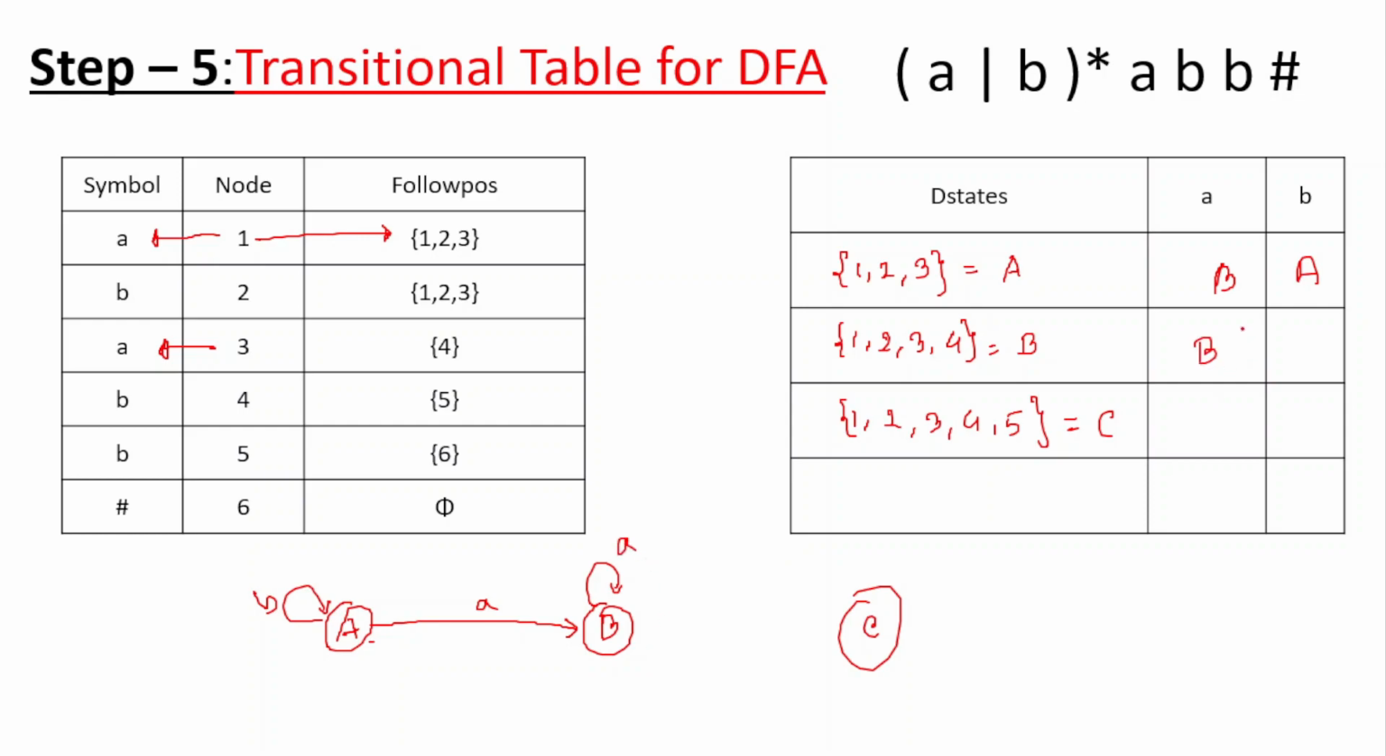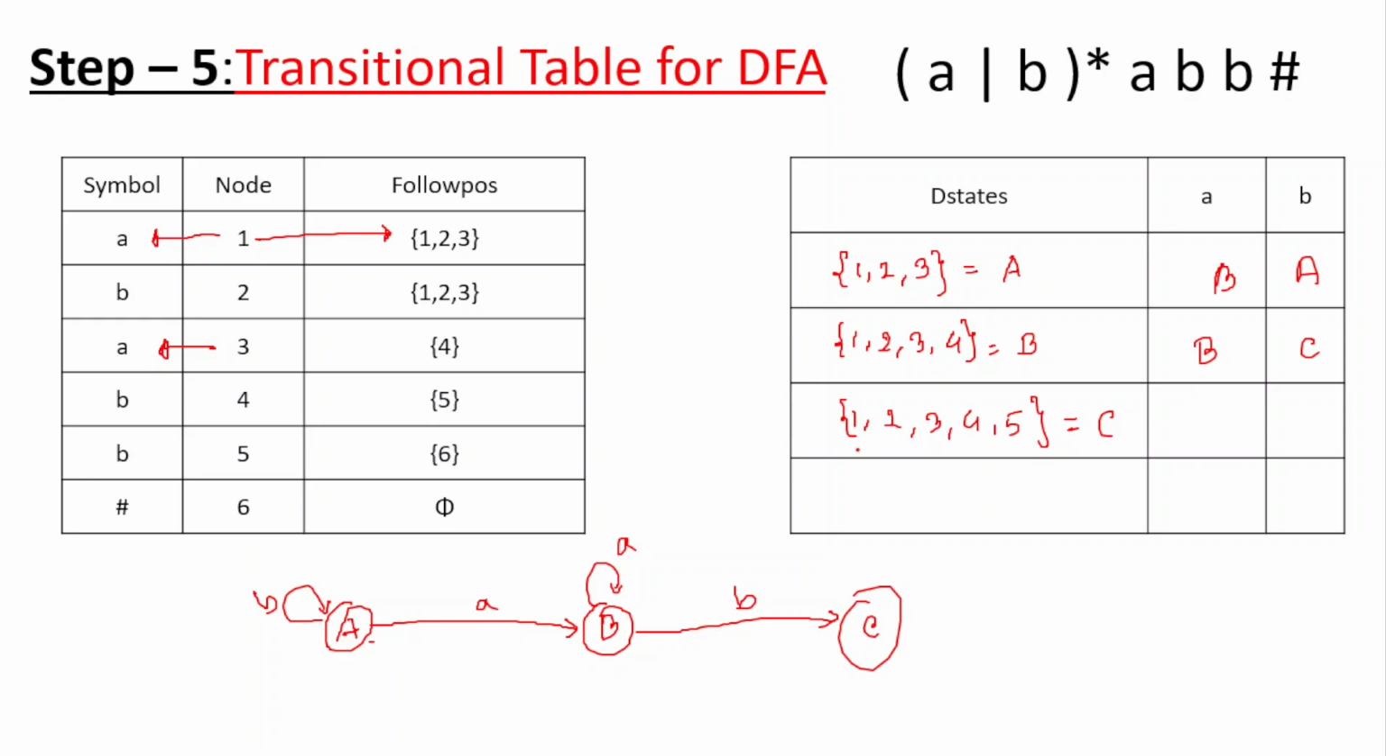Now let's see for small b. 2 represents small b. From 2 I get 1 to 3. And 4 represents small b. From 4 I get 5. Thus, from small b I can reach C. Therefore, with the help of small b, from capital B, this is B state, I can go to C state.